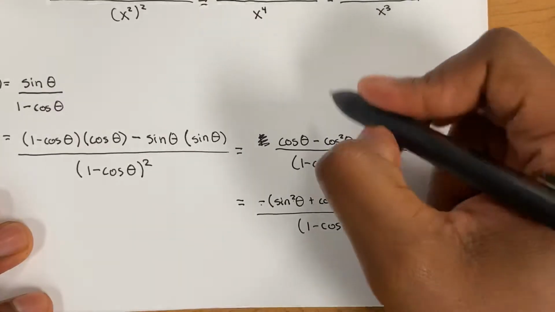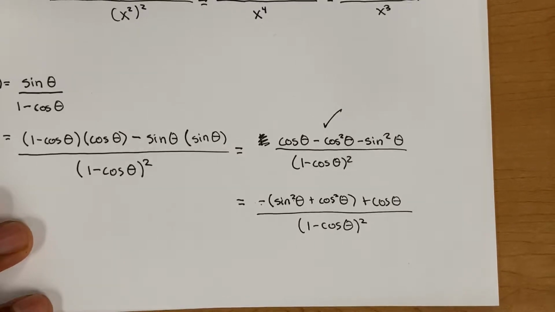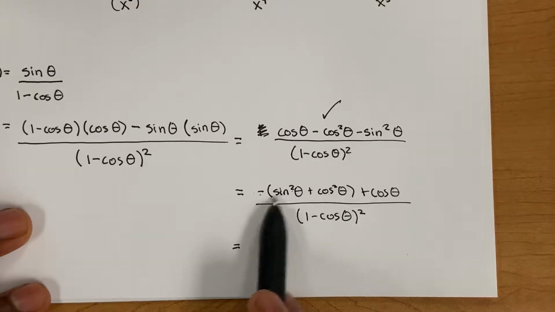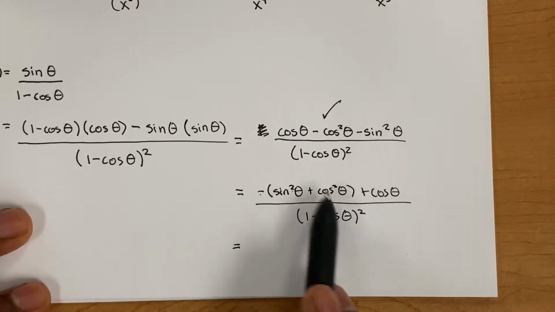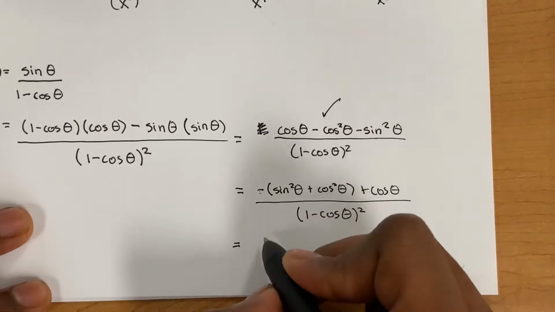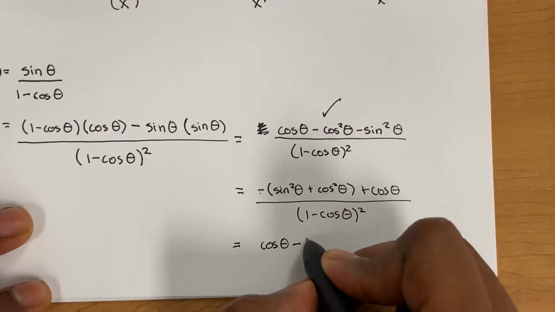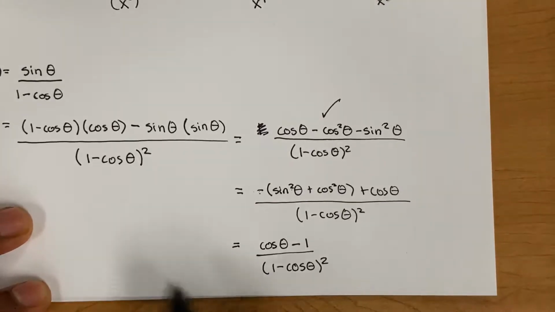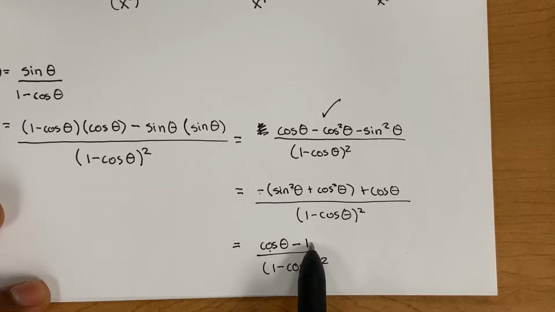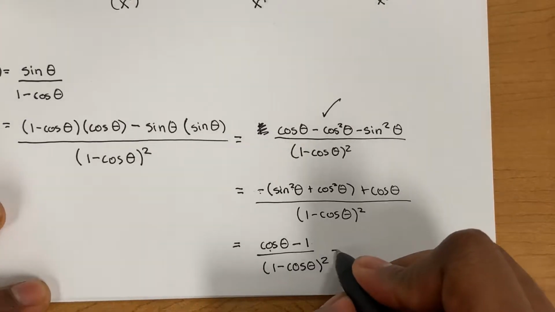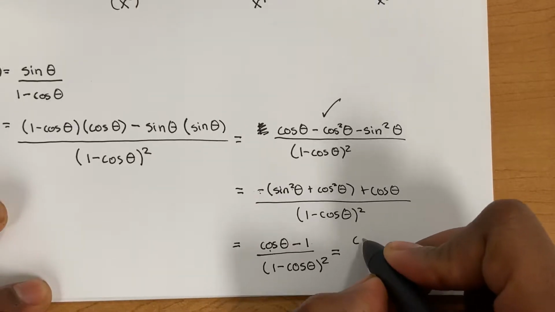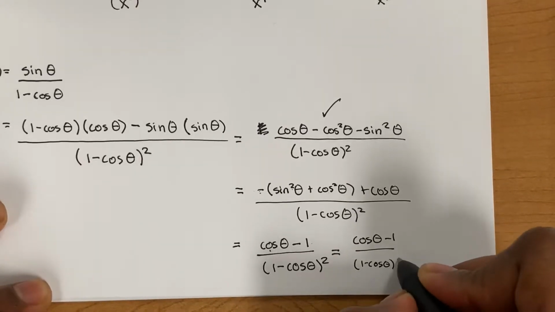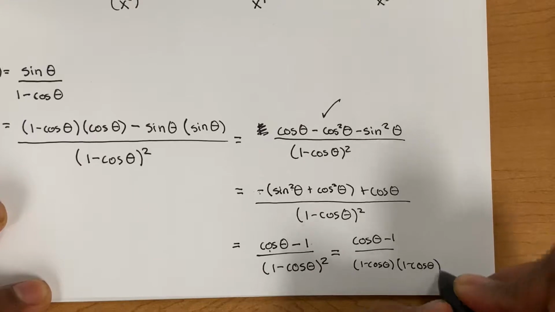Now, just so we're clear, you can stop here for me. It's simplified enough, but if you were working this on a multiple choice test or something, they would go all the way, applying the identity sine squared plus cosine squared is 1. So this is a negative 1. So we have cosine theta minus 1 over 1 minus cosine theta squared. Now, the difference between cosine theta minus 1 and 1 minus cosine theta is a negative 1. So we get cosine theta minus 1 over 1 minus cosine theta times 1 minus cosine theta.